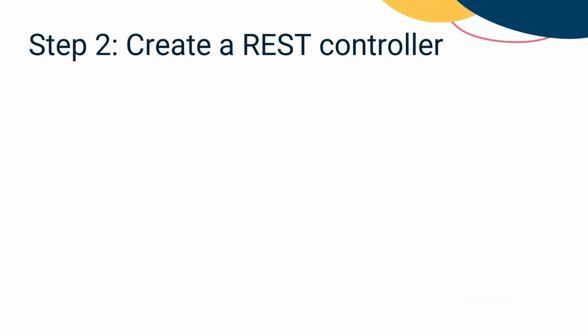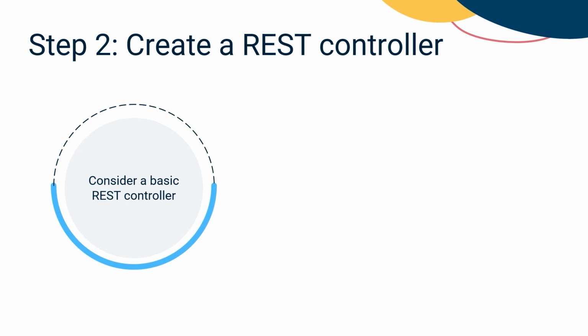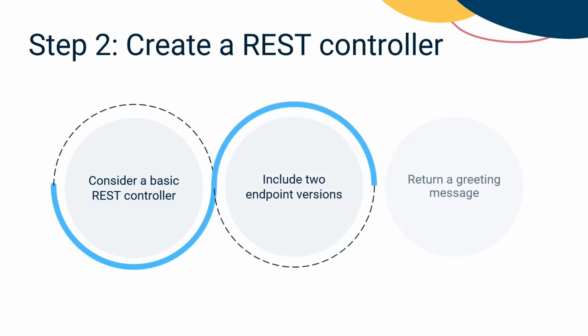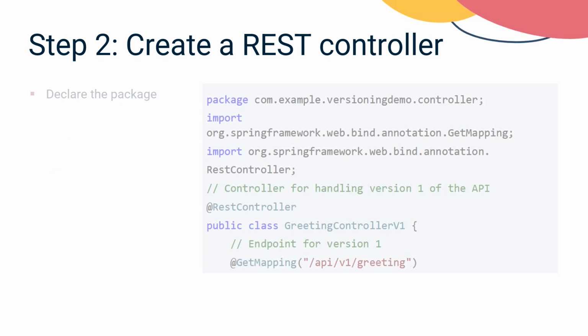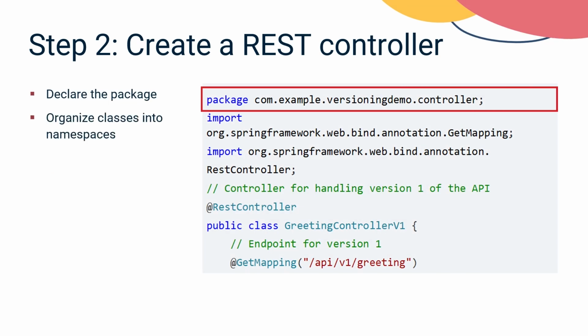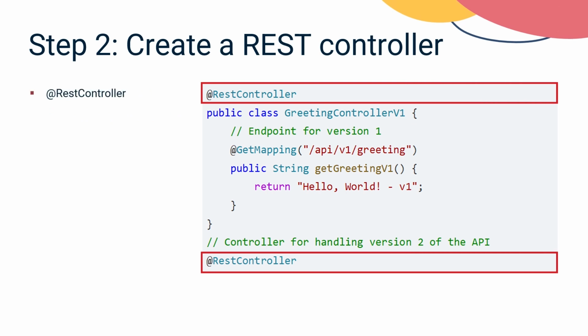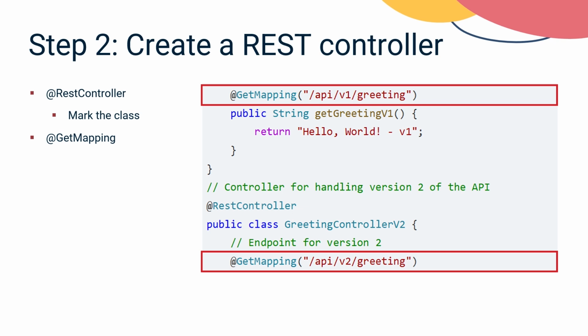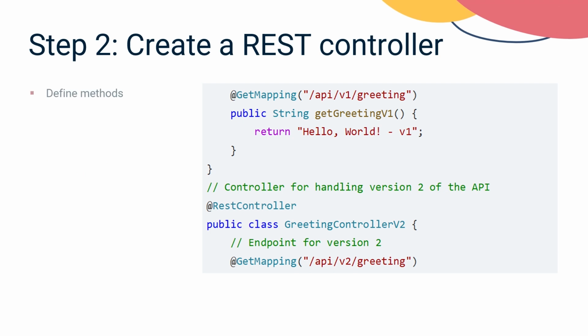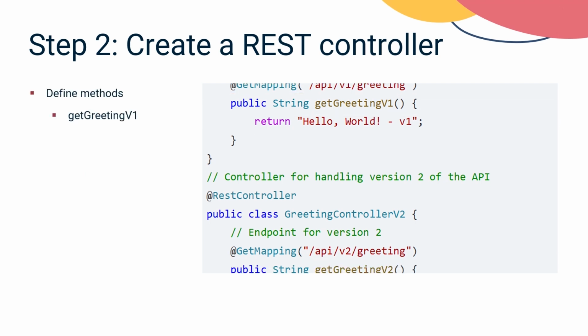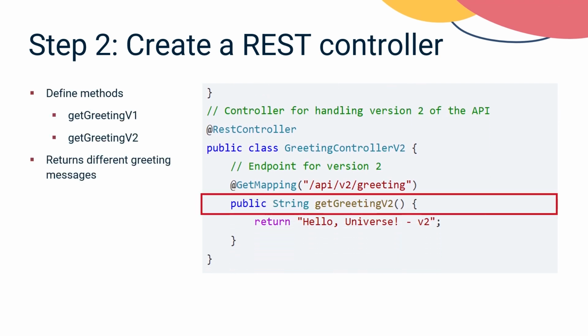To illustrate this process, let's consider a basic REST controller that includes two versions of an endpoint and returns a greeting message. Begin by declaring the package to organize your classes into namespaces. Next, import the necessary classes from Spring to enable REST functionality. Then, use the @RestController annotation to mark the class as a REST controller and the @GetMapping annotation to map HTTP GET requests to the endpoint. Finally, define methods such as getGreetingV1 and getGreetingV2, each returning different greeting messages for version 1 and version 2, respectively.